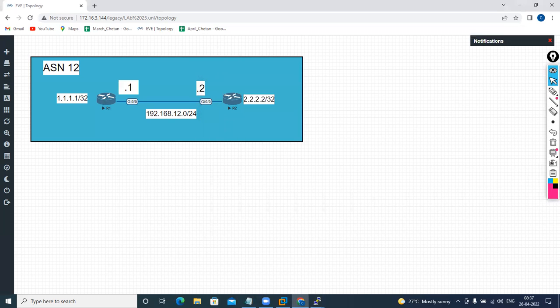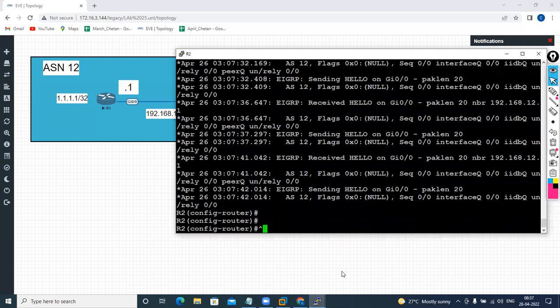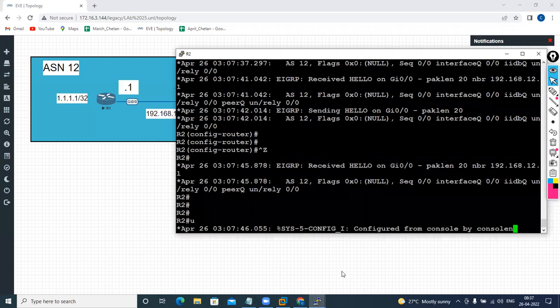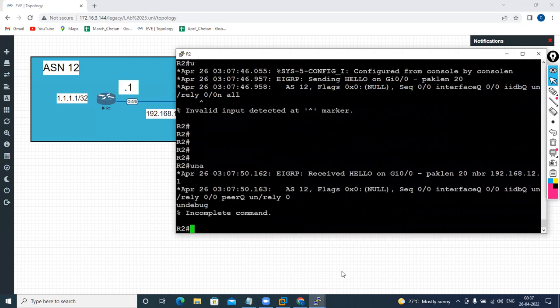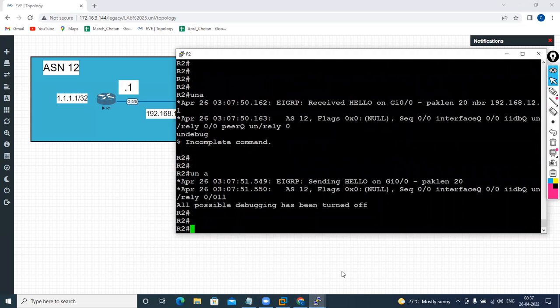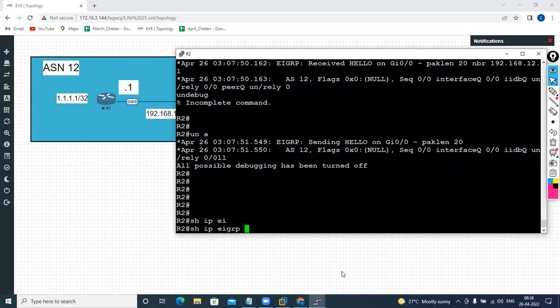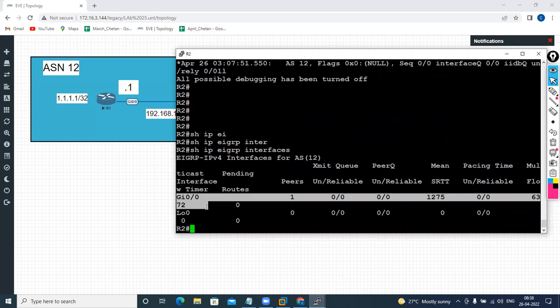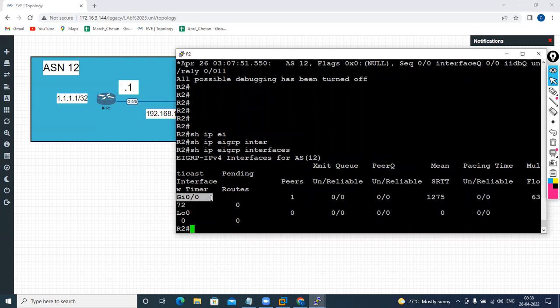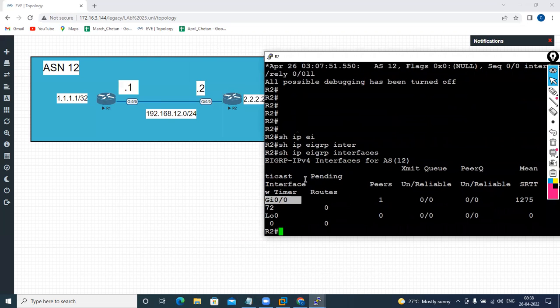So we go and check on R2, show ip eigrp interfaces. This is a command that is used to see on which all interfaces you have enabled EIGRP. I have enabled EIGRP on the interface, that is your exit interface, and on the loopback.